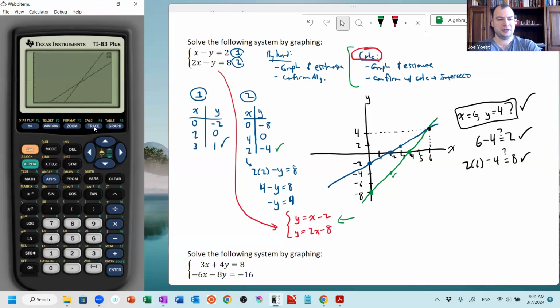And if I do second calc, I'm looking for an intersection, so I'll choose option 5. The first curve, y1 equals x minus 2, that's correct. I'll hit enter. Second curve, y2 is 2x minus 8, hit enter. My guess, again, it doesn't really matter. I'll just hit enter again for wherever it puts the guess. And it does find the intersection at x equals 6, y equals 4, confirming what I got visually.